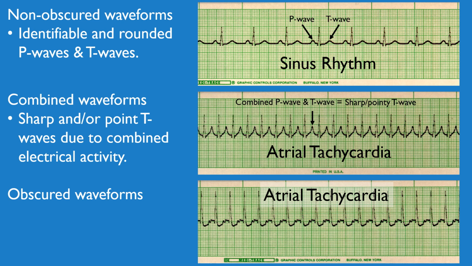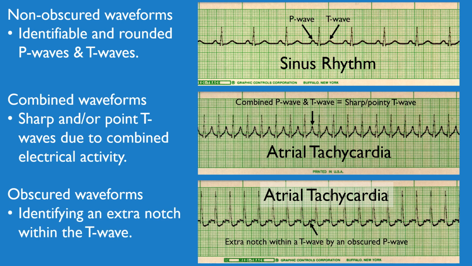You may actually see a P wave, but the waveform is going to be obscured again because it tends to get squished together with the T wave. But when we have a P wave that is obscured but present, that is going to be identified by an extra notch within the T wave. And that extra notch is the P wave that's being obscured by the T wave. So our two examples here are going to be our two most common examples when we have atrial activity. We're going to have pointy T waves where the T wave and P wave get combined, or we're going to have an extra notch within the T wave, and that extra notch is actually going to be the obscured P wave.